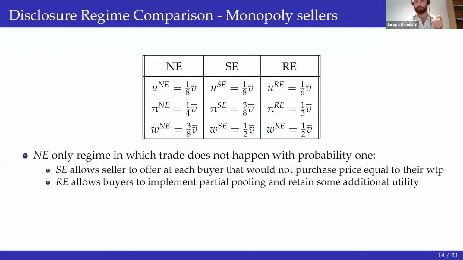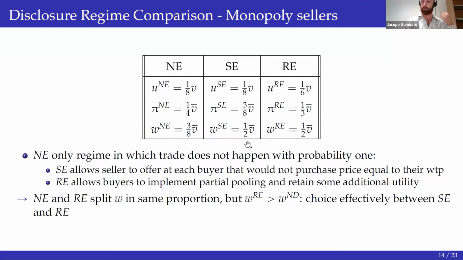And for the monopoly sellers, what is immediate to notice is that no evidence is the only one in which trade does not happen with probability 1, which means that from the platform perspective, but also from the buyers' and sellers' perspective, no evidence is strictly dominated, because this is the only case in which trade is not at the efficient level. And rich evidence allows for exactly the same split of the gains from trade as no evidence, but with simply more gains from trade.